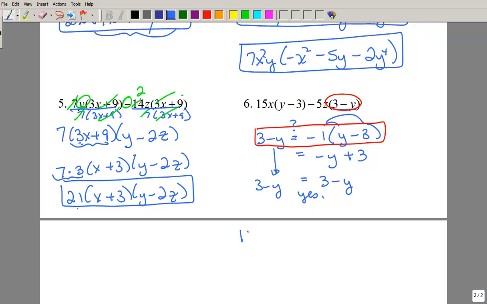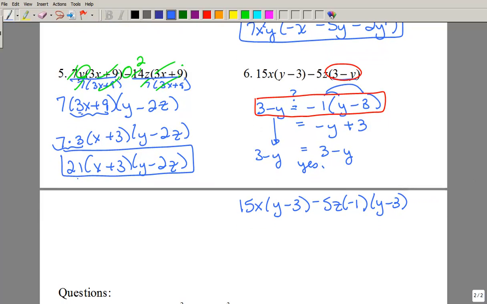I have 15x times y minus 3. And now minus 5z times negative 1 times y minus 3. That looks kind of funny. I'm going to go ahead and take this negative and multiply those together and make that positive 5z times y minus 3. I have something the same. So let me go back.